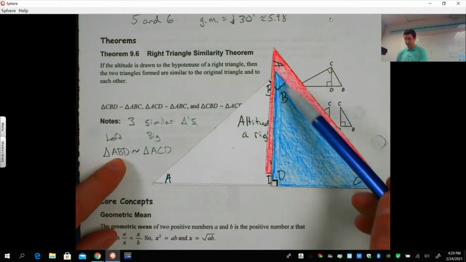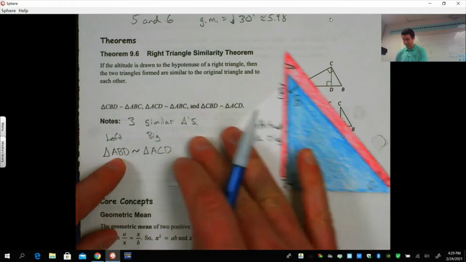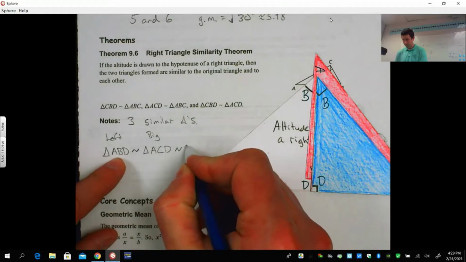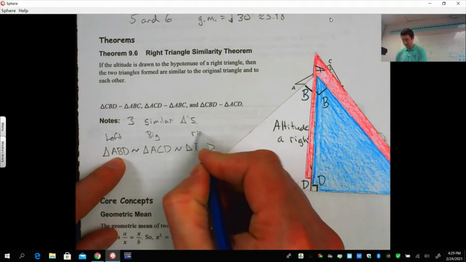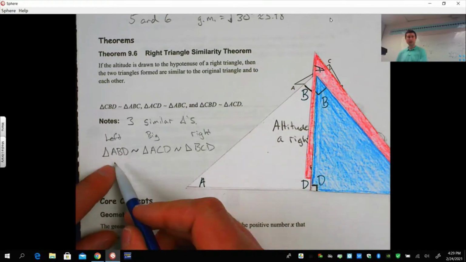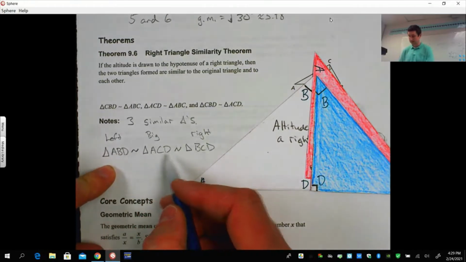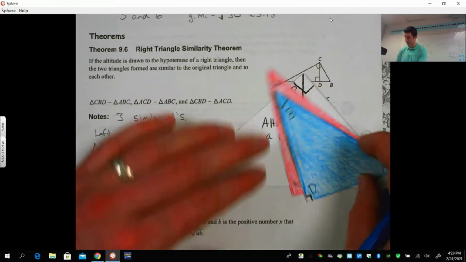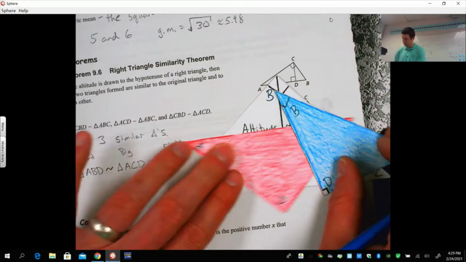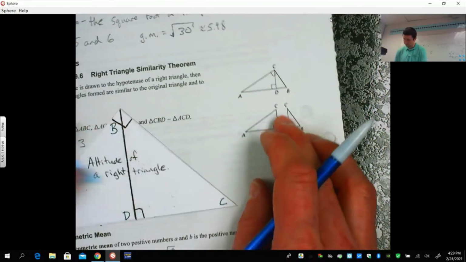So I have to go BCD. BCD. And that's the right side. So ABD is similar to ACD, which is similar to BCD. Hopefully you see those moving around. You can see those parts. Okay, let's practice that with some other letters here.